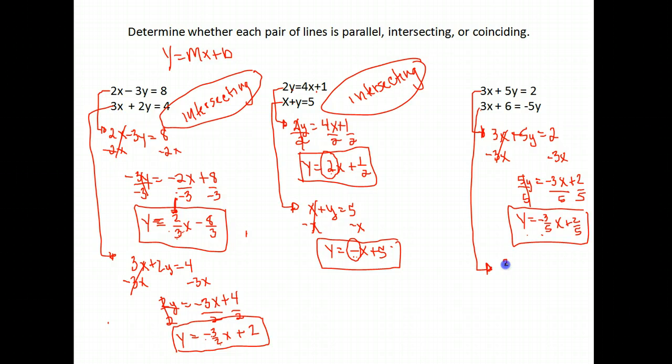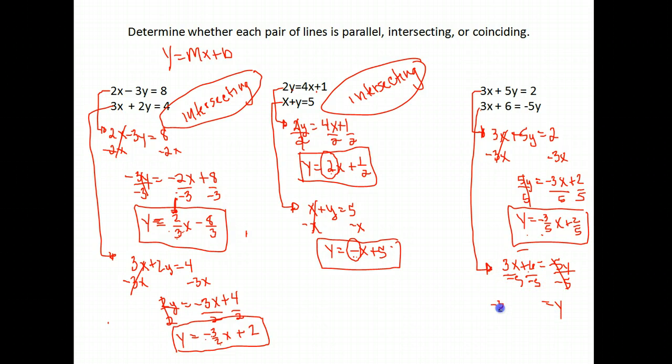Let's do the next one. So 3x plus 6 equals negative 5y. Now, what do we notice about this? Well, notice the x and this number are already alone over here. The y is almost alone. It's just multiplied by negative 5. So all we're going to have to do is divide by negative 5. And y will be by itself, which is what we want.